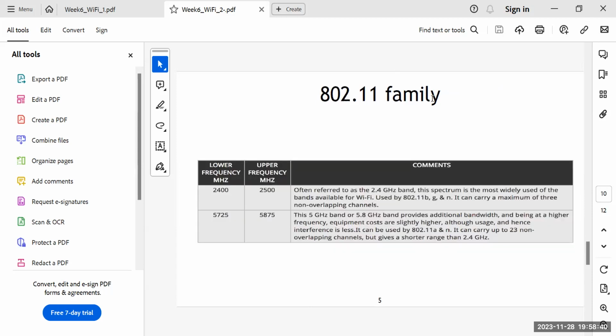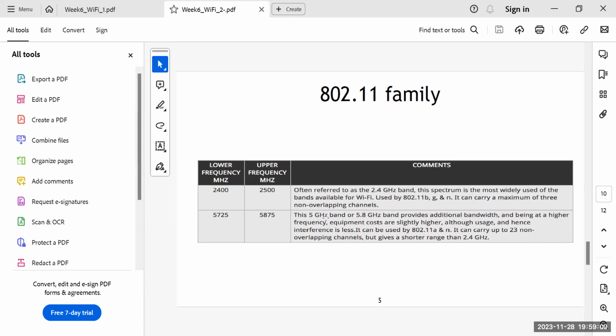Okay, the 802.11 family, for example: the lower frequency in megahertz is 2400, the upper frequency is 2500. So this is often referred to as the 2.4 gigahertz band. This spectrum is the most widely used of the available bands for Wi-Fi. It is used by 802.11b, G, and N, and can carry a maximum of 3 non-overlapping channels. I will talk about overlapping channels shortly.